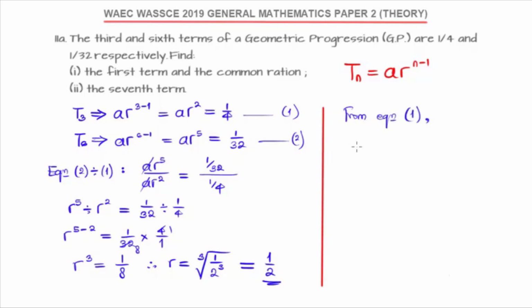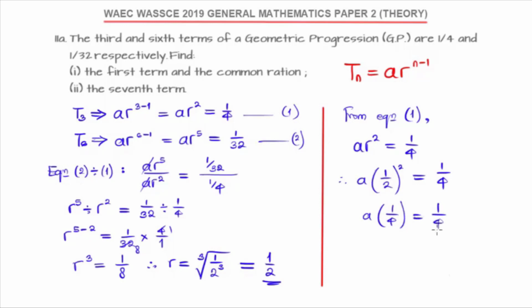So if we use equation 1, AR raised to power 2 is equal to 1 over 4. Instead of R, we have 1 over 2 raised to power 2, which is 1 over 4. That means those 1 over 4s will cancel out and A will be 1. So the first term A is 1, and the common ratio R is 1 over 2. Now that's not the end of the question.